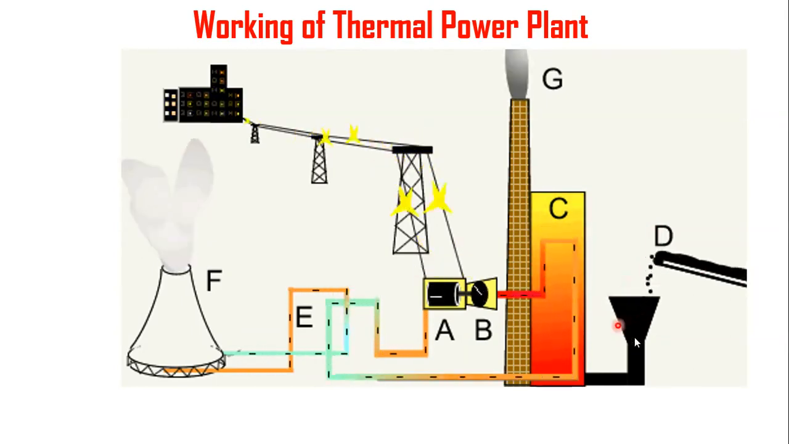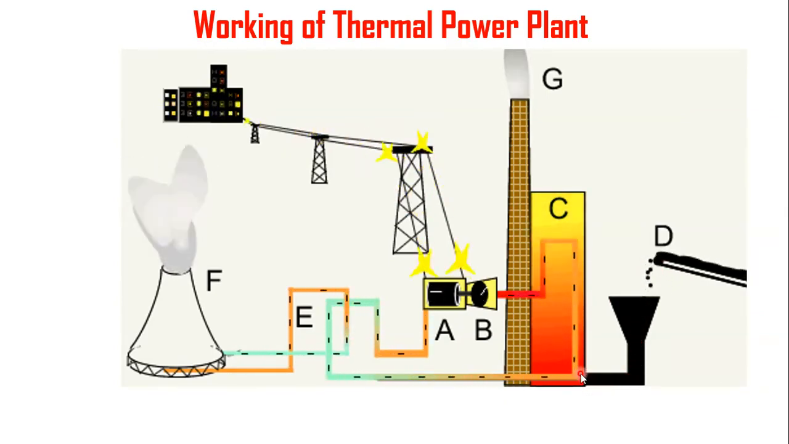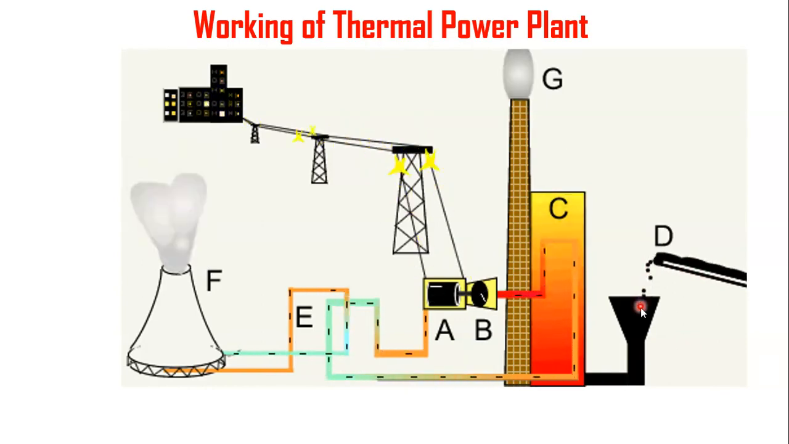This we call a hopper. Like this, so much of coal is passed through this one, and it is sent back to the boiler. See here, initially coal is pulverized. Pulverized means powdered coal is coming here, and it is burnt in the furnace.